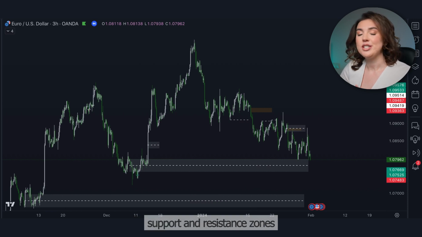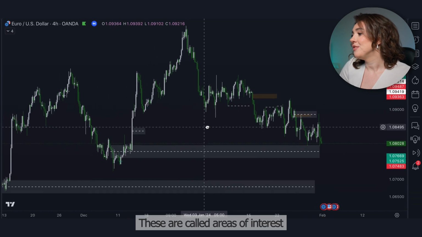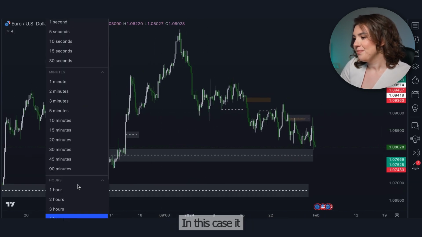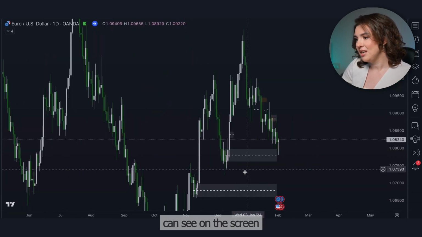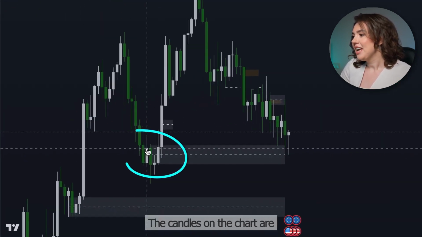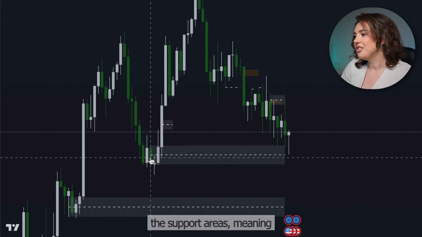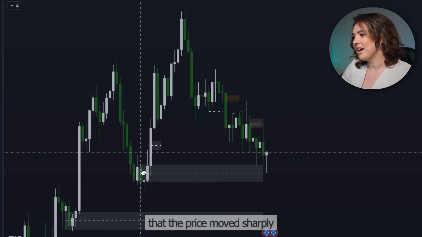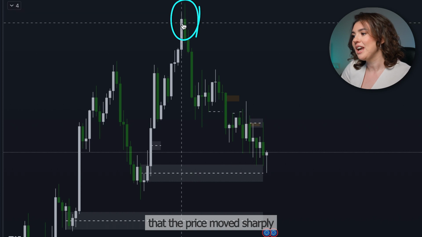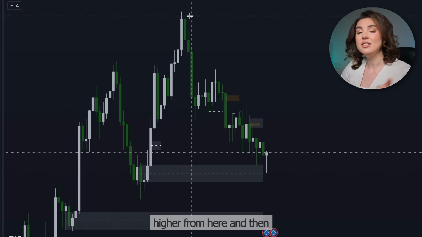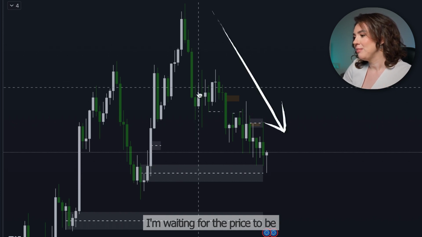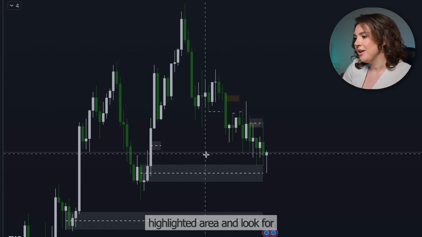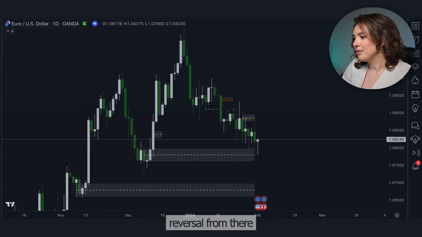All we need are support and resistance zones. These are called areas of interest. In this case, it is the area on the daily time frame that you can see on the screen. The candles on the chart are the support areas, meaning that the price moved sharply higher from here and then returned to this area. I'm waiting for the price to be in the middle of the highlighted area and look for reversal from there.